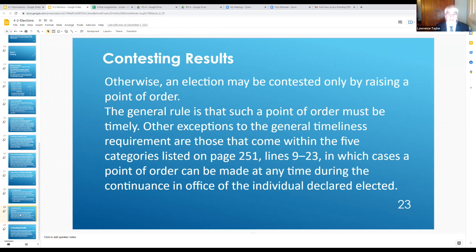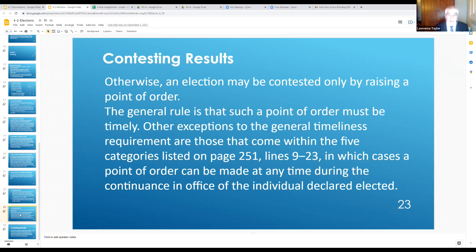Otherwise, an election may be contested only by raising a point of order. We talked about a point of order last time. That's if you feel like there's been some irregularity or something improper that has polluted the voting. The general rule is that such a point of order must be timely.